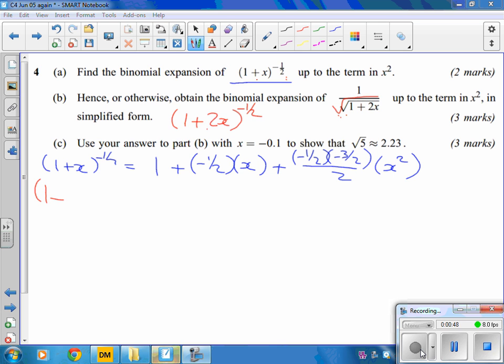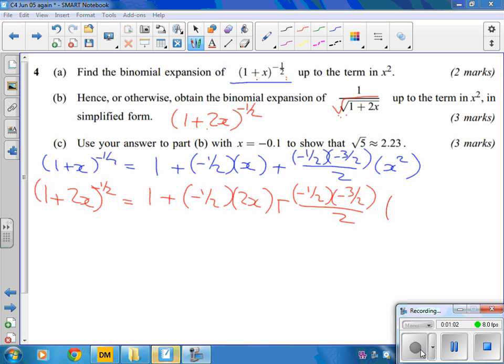And so what are we doing? We're doing 1 plus 2x all to the power of minus a half. Instead of putting an x in here, I'm putting a 2x. And instead of putting an x in here, being careful with my bracket though, I'm putting a 2x all squared there. I'll tidy this one up for you though.